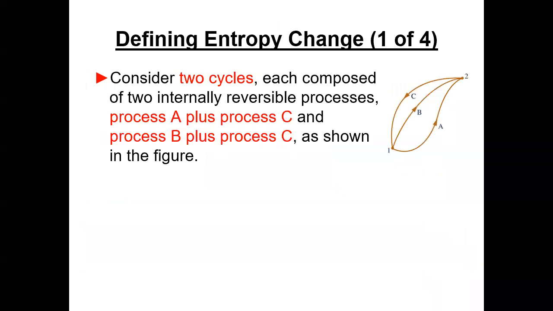Absolutely. Okay, so this is how we get into the property side of it, defining it as a property. We consider 2 cycles, and they're each composed of internally reversible processes. Okay, so the first cycle is A plus C. So we're going to start at 1, some equilibrium state. We're going to go over to 2, another equilibrium state, and then we're going to come back. Well, we've got 2 different processes that will get us over there and 1 process that will get us back. Okay, and everything is ideal. Everything is internally reversible. Okay. And then we'll just do it here.